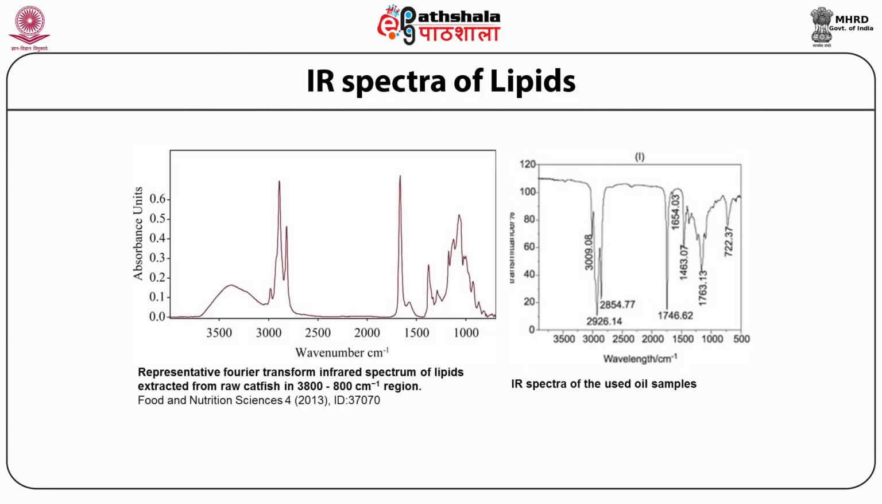The IR spectra of lipids: you can see here the representative Fourier transform IR spectra of lipid extracted from the rock catfish, giving a peak in the 3800 and 800 per centimeter region, and this is the IR spectra of a used oil sample having characteristic peaks at different wave numbers.